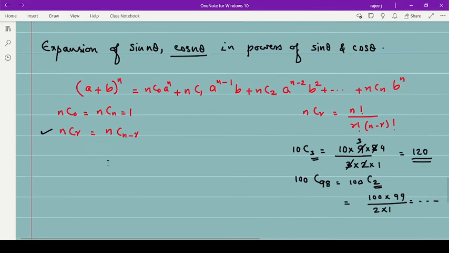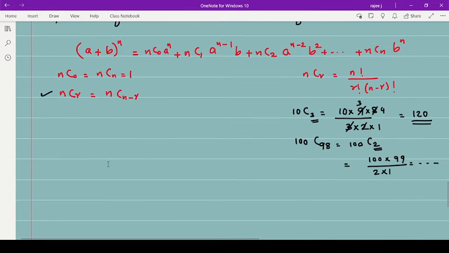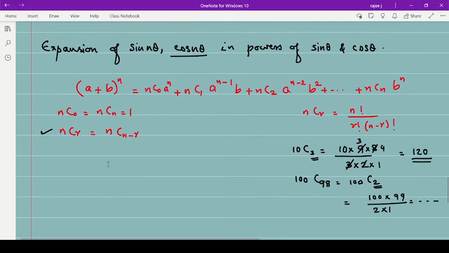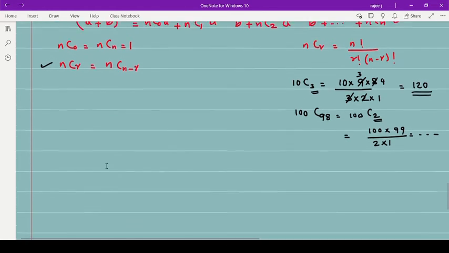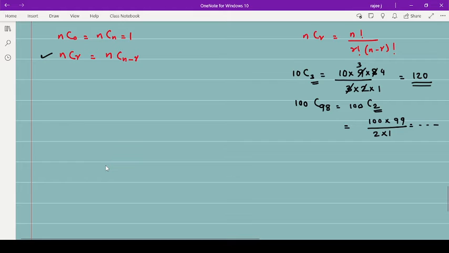So you need to learn this formula when you want to do the expansion of sin n theta and cos n theta. I will show you a small example. Expand, say, express cos 4 theta in powers of sin theta, sines and cosines.